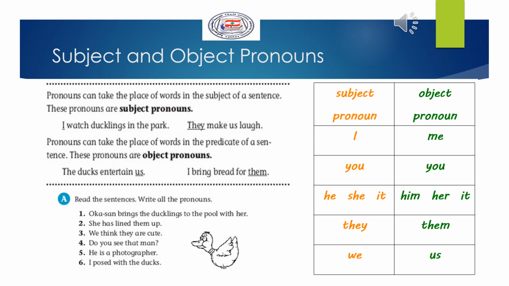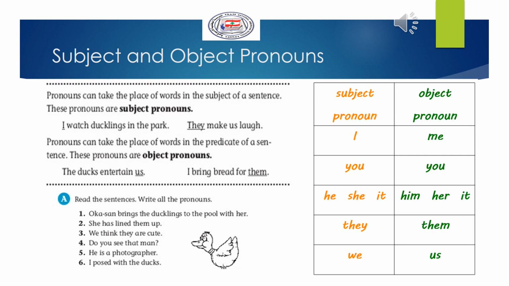Let's start to practice a little bit. Read the sentences and write all the pronouns on a piece of paper. 1. Oksan brings the ducklings to the pool with her. Where's the pronoun? Her. Her is an object pronoun. Why? Since it came after the verb brings.